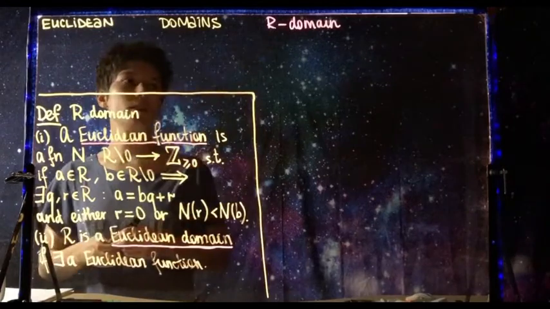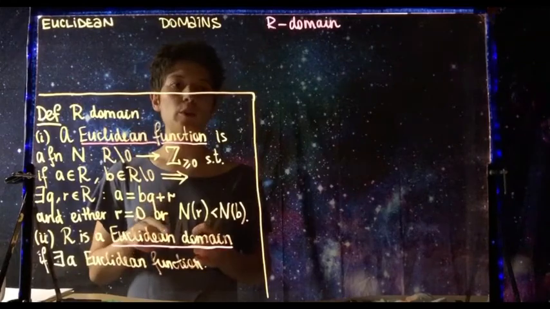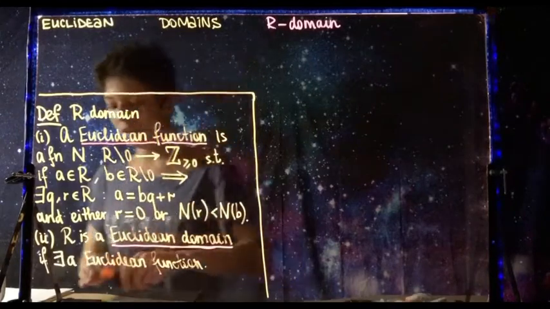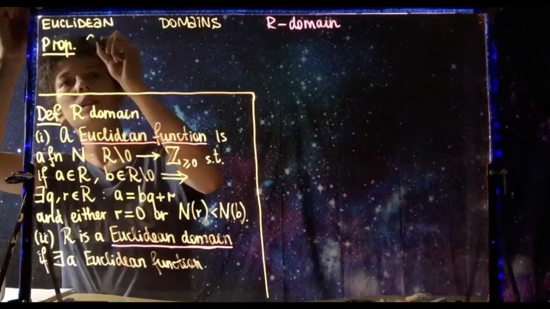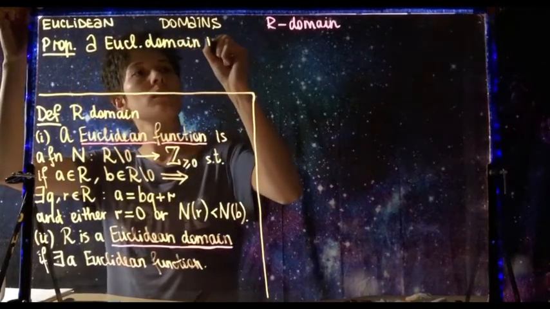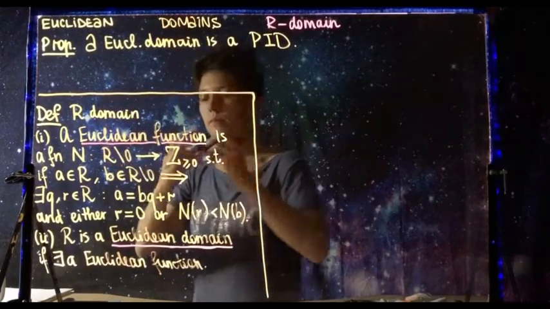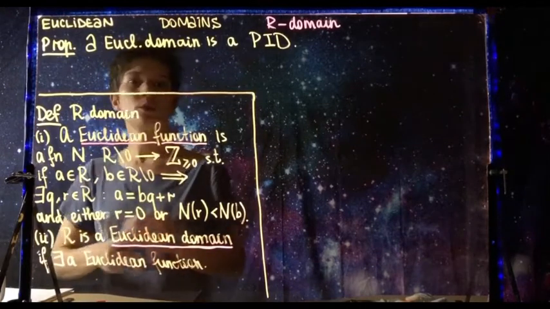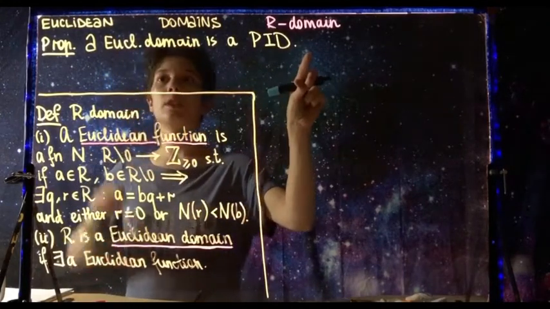And now I want to finally follow up with my promise of showing that the ring of polynomials with coefficients in fields is a unique factorization domain by showing that a Euclidean domain is a principal ideal domain. And for the proof, I'm going to recreate the analogous proof for integers.